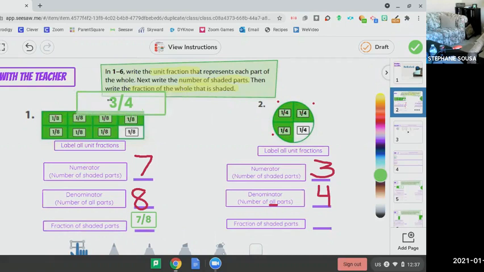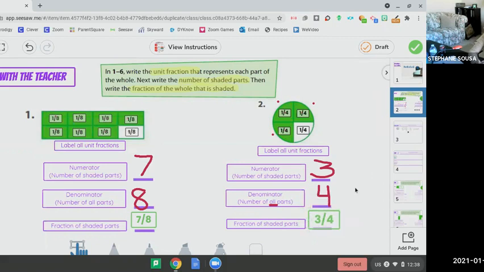3 of the 4 pieces are green. So my fraction of shaded parts is 3/4, not 3/1. That's the mistake that was being made yesterday. You were putting how many were green on top of how many were not green. Denominator notes all parts, whether they are colored or not.